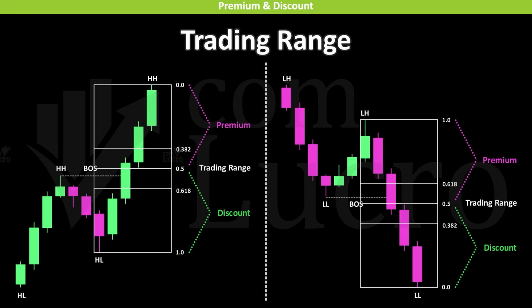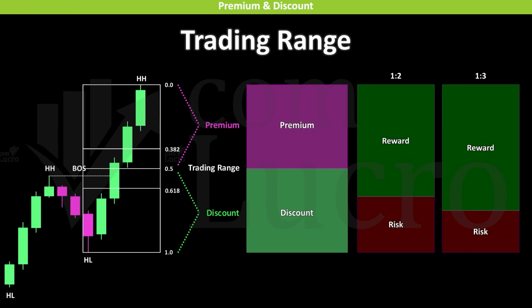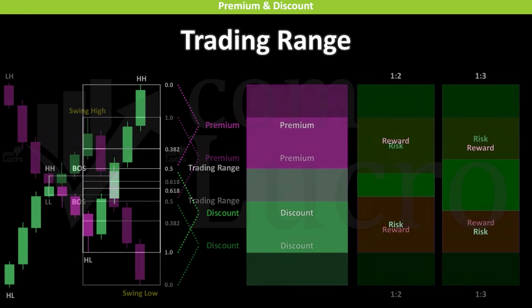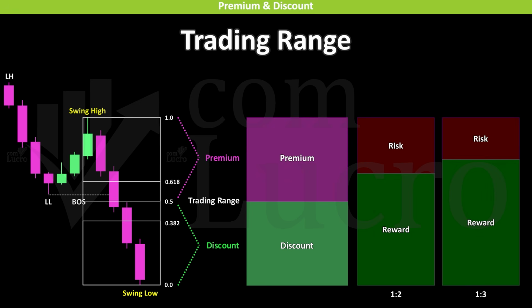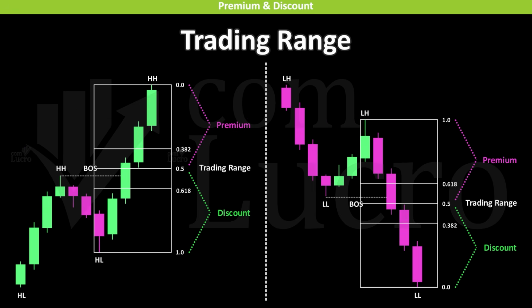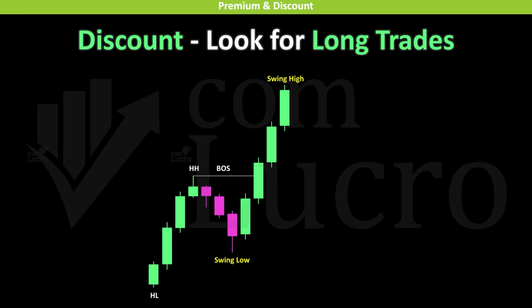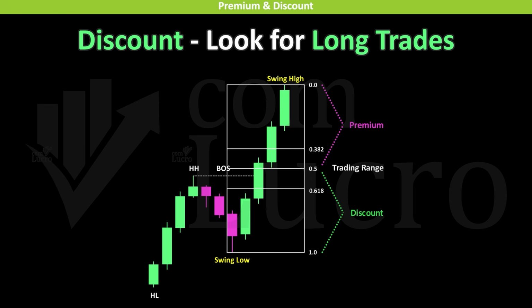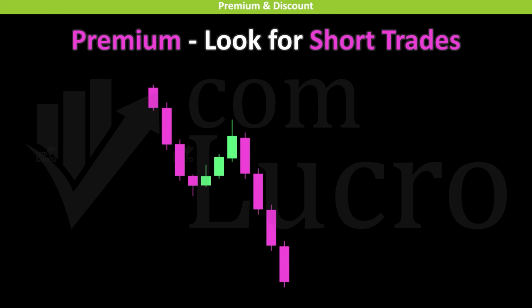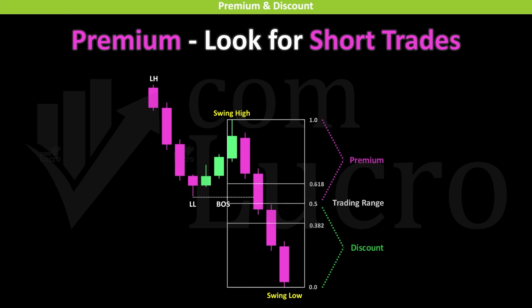Within the ICT framework, price is not equally attractive at every level of the market. The location of price inside the range matters, especially when looking for higher probability entries and better risk-to-reward opportunities. That is where the concepts of premium and discount become important. But before we understand these zones correctly, we first need to understand what a trading range actually is. A trading range is simply the space between a swing low and a swing high in a bullish scenario, or between a swing high and a swing low in a bearish scenario. These swing points define the boundaries within which price is currently moving.